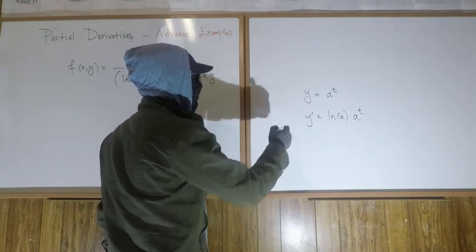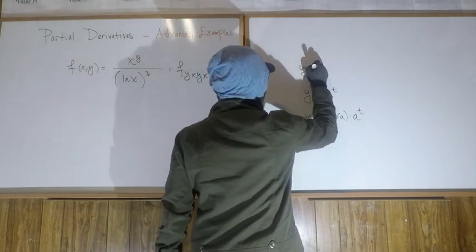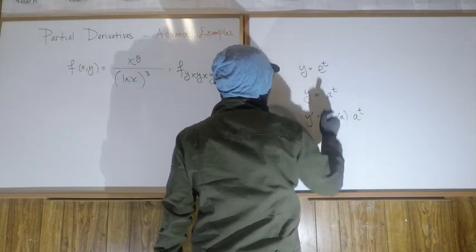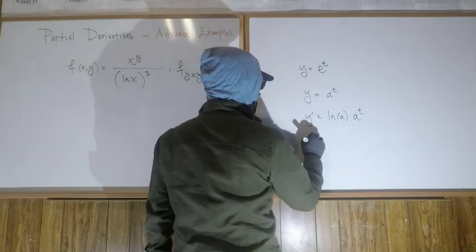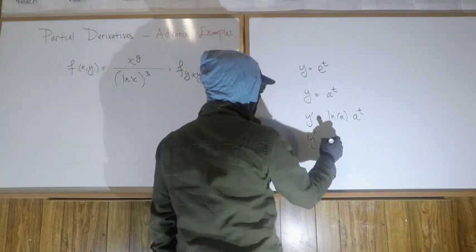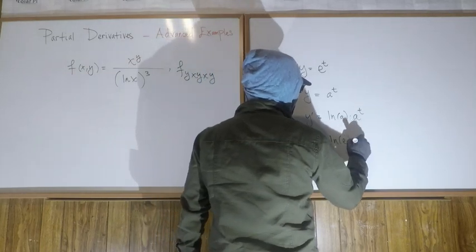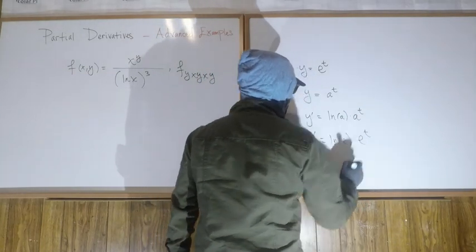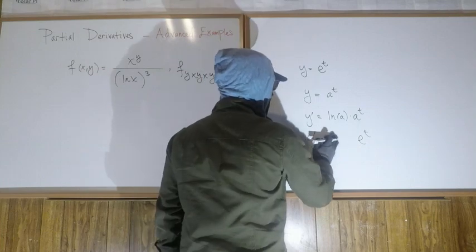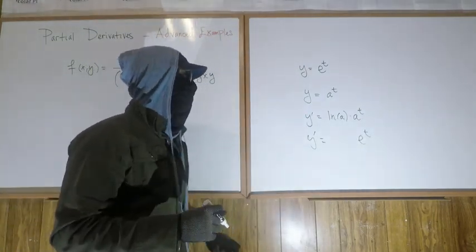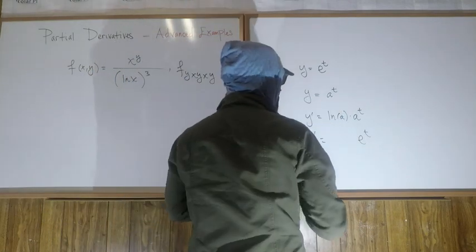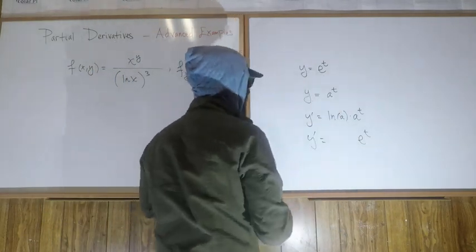Now, I can easily convince you that if y is specifically e to the t, that is, when the constant a is e, then if this is true, y prime is going to equal the natural log of e times e to the t, and natural log of e is 1, so y prime is going to be e to the t. So you should understand that this little formula for derivatives like that works.